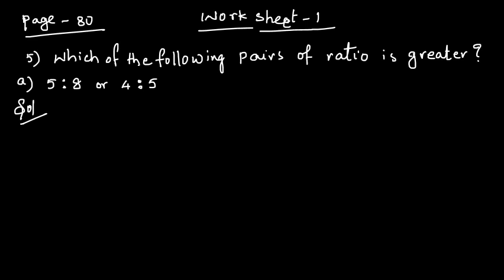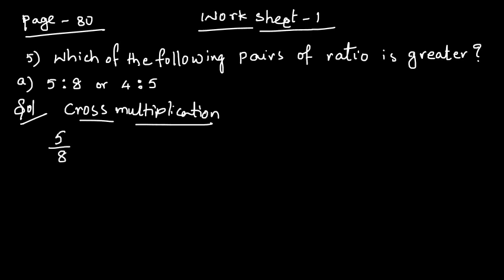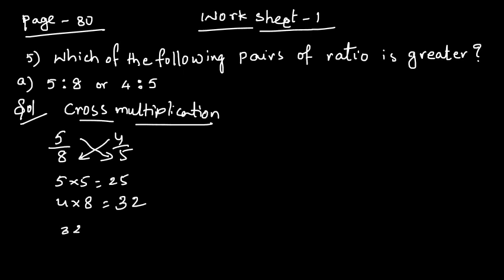So first one we will see, cross multiplication method. In the cross multiplication method, we take the two ratios in fractional form, 5 by 8 and 4 by 5. These are the two fractions. Take a cross multiplication. So 5 into 5 is equal to 25. 4 into 8 is equal to 32. In this, 32 is greater than 25 clearly.